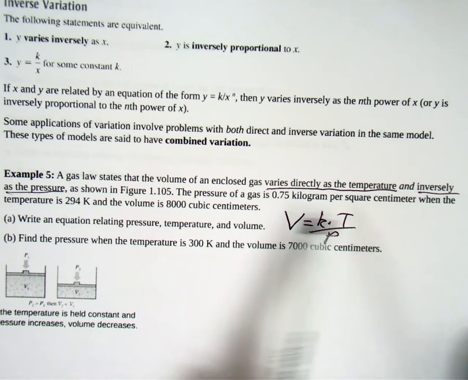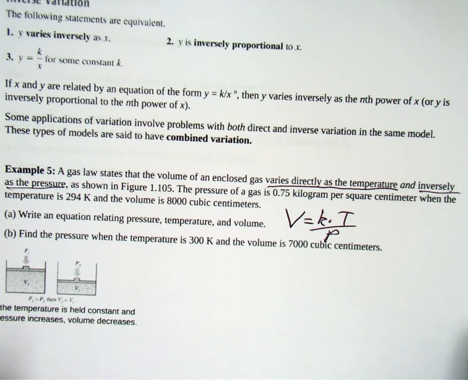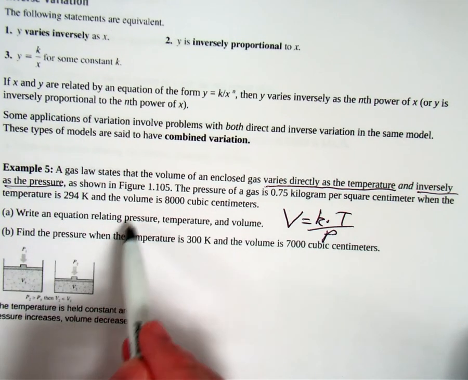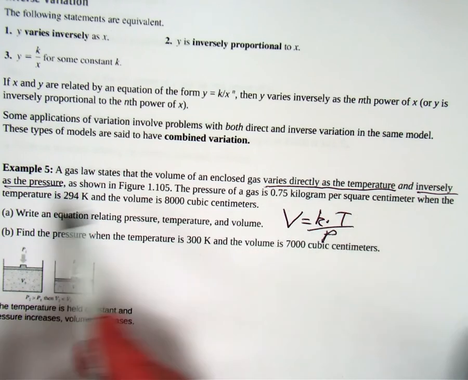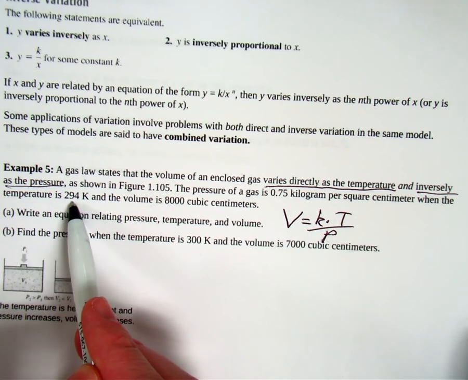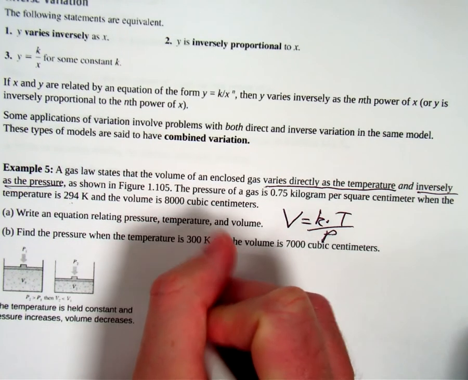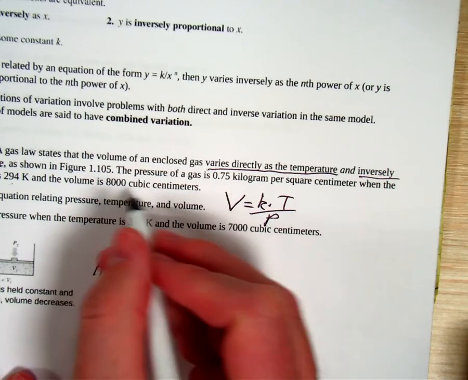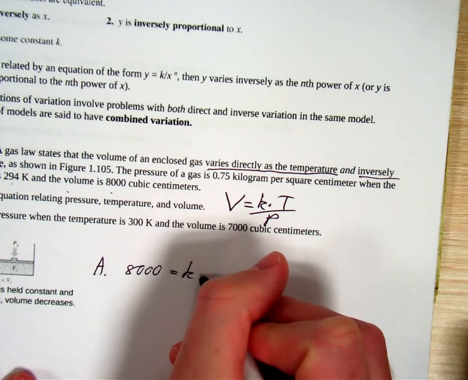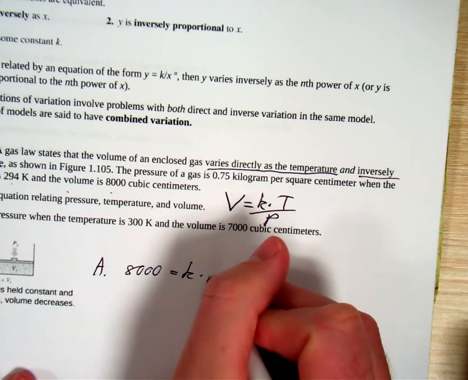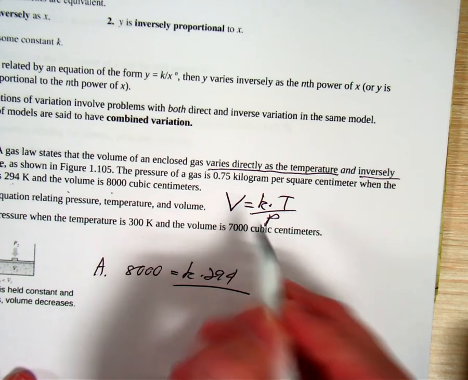Now it's going to give us all the things that we need to solve for K, and then we're going to apply that to this new one. As shown in figure 1.105, the pressure is 0.75 when the temperature is 294 and 8,000 cubic centimeters for the volume. So plug these in so we can solve for our K. The volume is 8,000. They gave it to us out of order. 8,000 equals K times my temperature was 294 Kelvin over P, pressure 0.75.